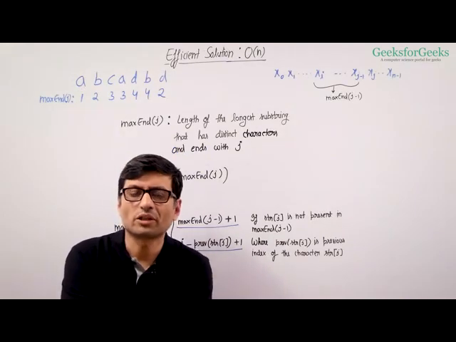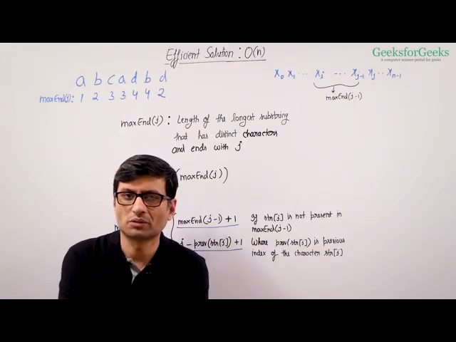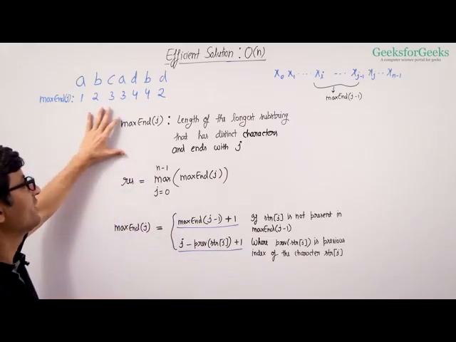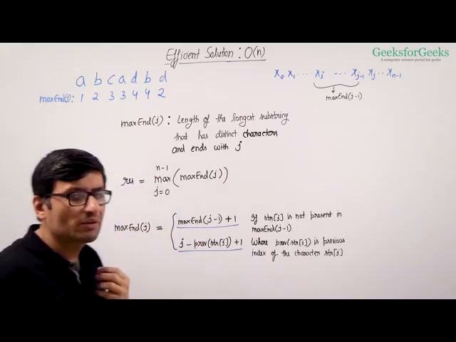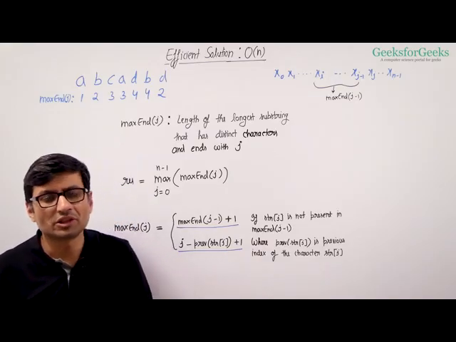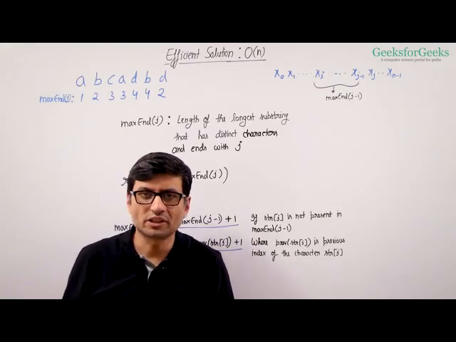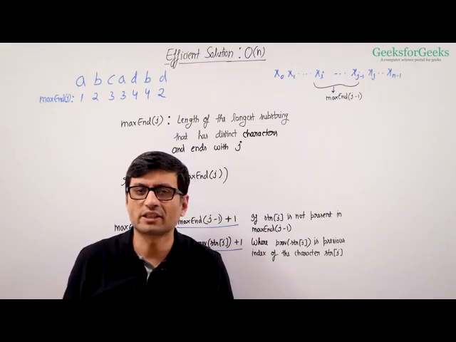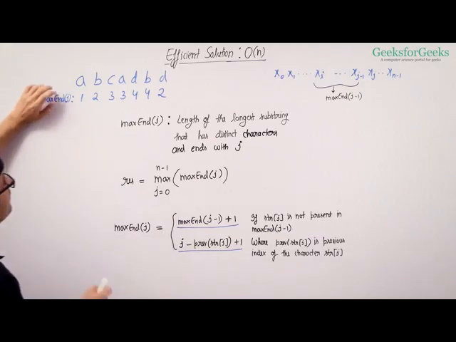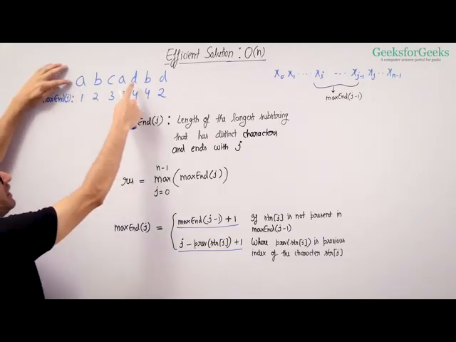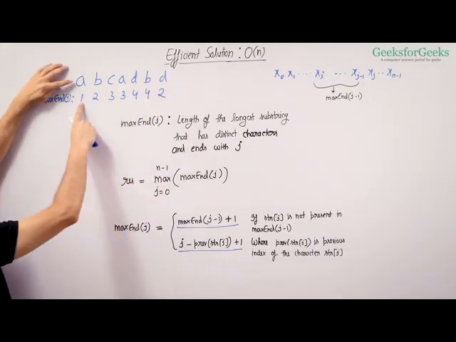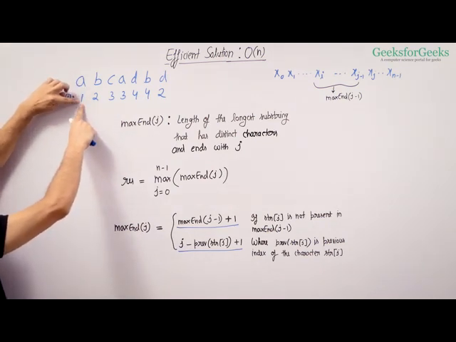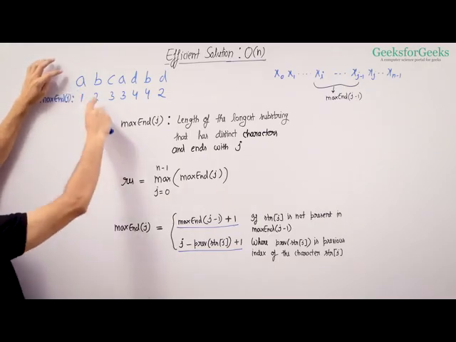Let us now talk about an efficient solution to solve this problem. The idea is to compute this value maxEnd[j] for every index j, where maxEnd[j] is the length of the longest substring that has all distinct characters and this substring ends at index j. Let's see with this example. We have the string ABCABBD. The longest substring that ends with A and has all distinct characters is of length 1. For the first character, it's always going to be 1.